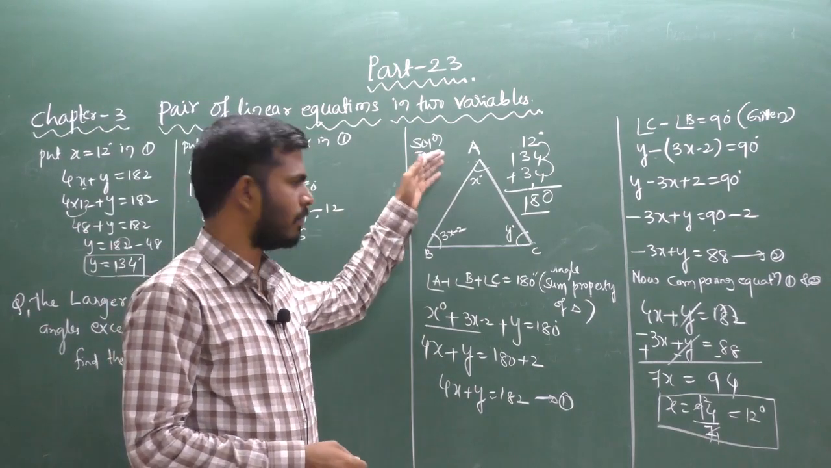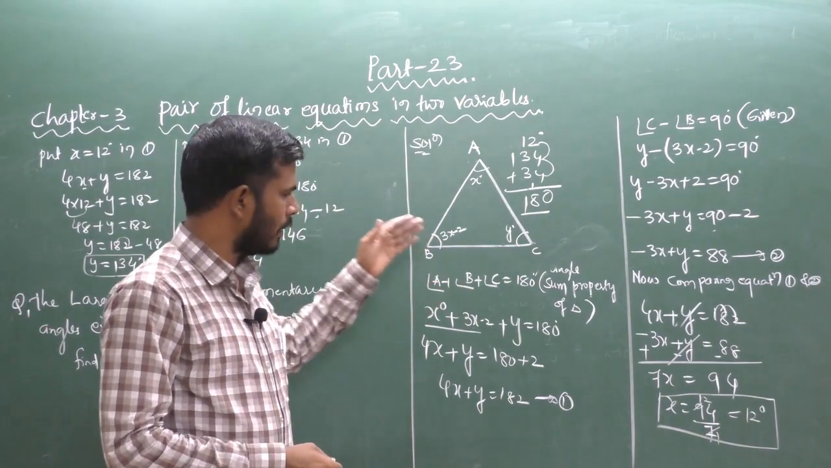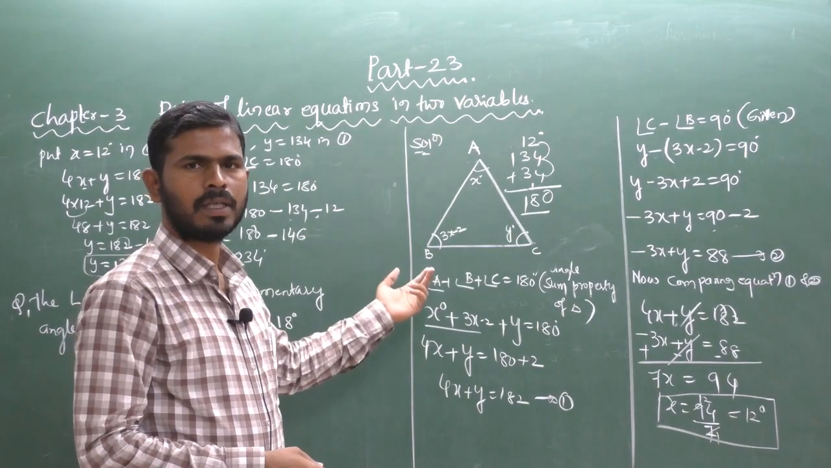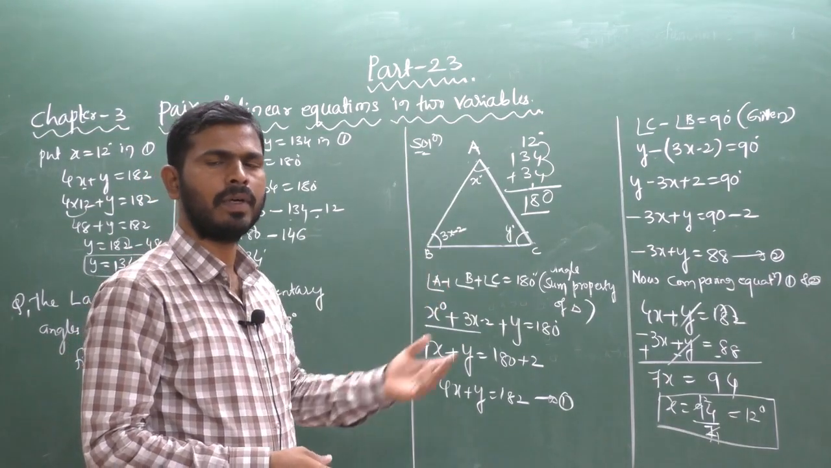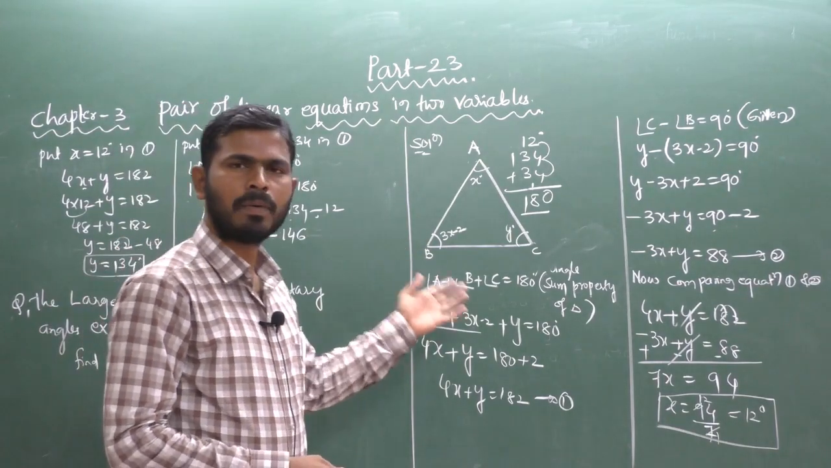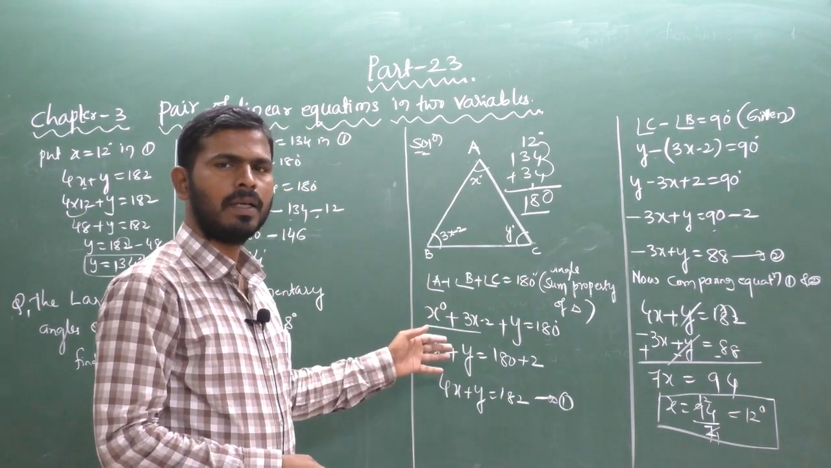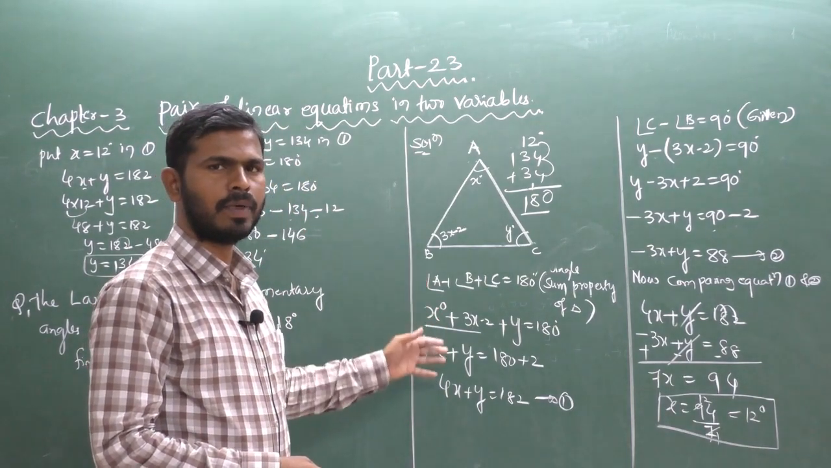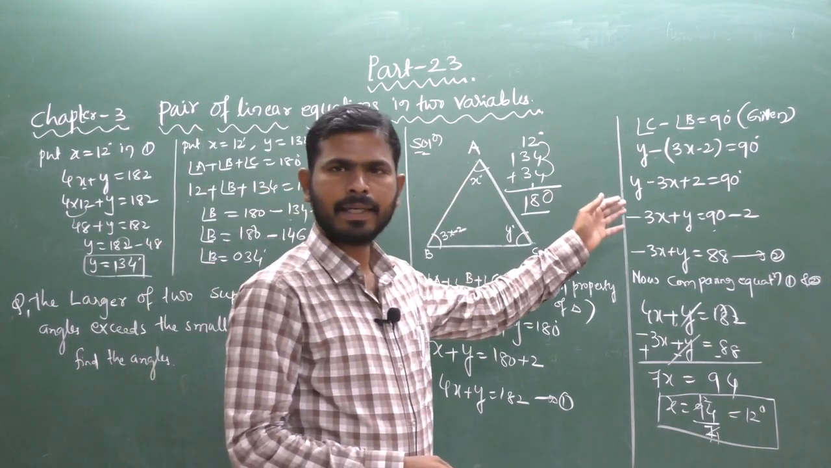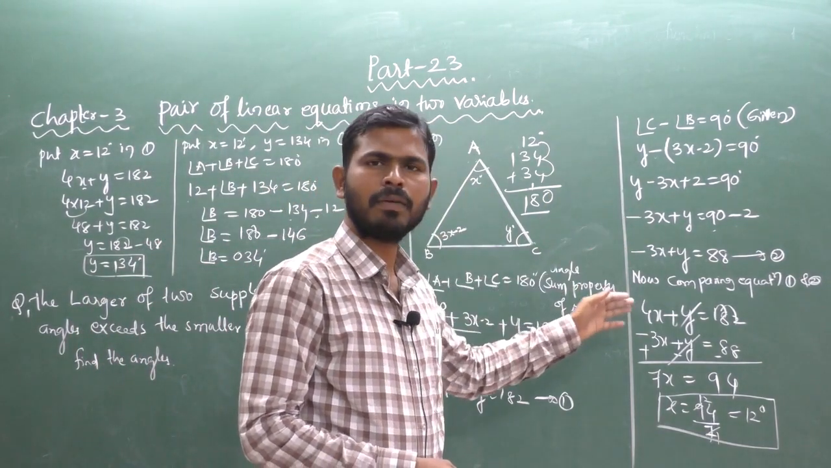First, whatever is given, you have to write the given data. Next, you have to use the property of a triangle and the property of a quadrilateral. Next, you have to form a pair of linear equations in two variables. Next, according to the second condition, you have to write the second equation. Next, you have to compare equation 1 and 2.